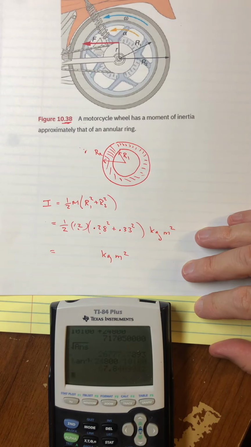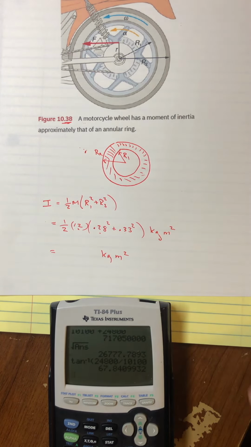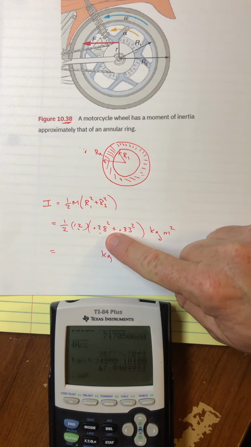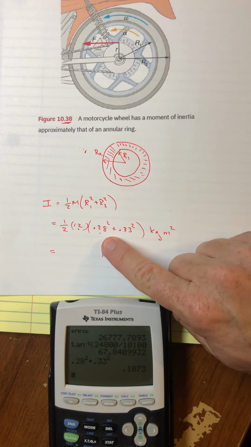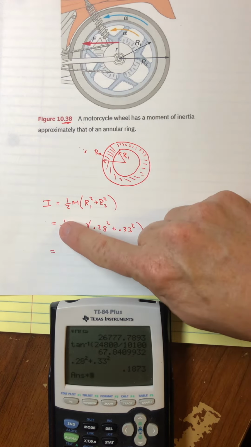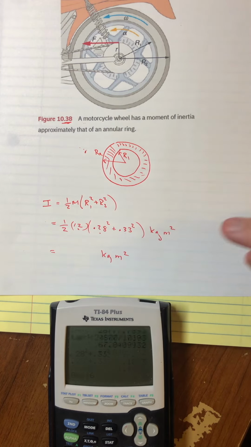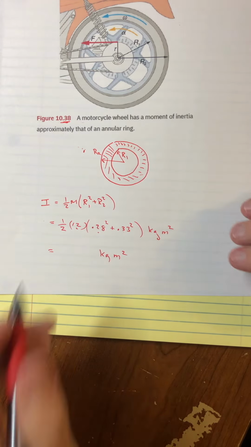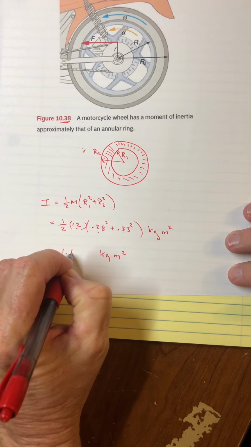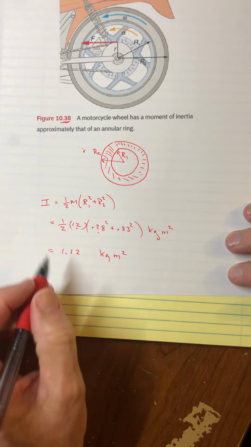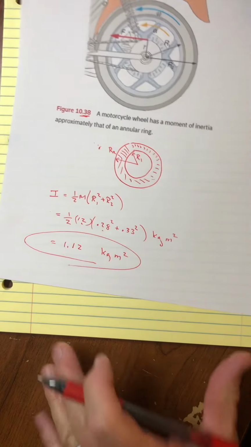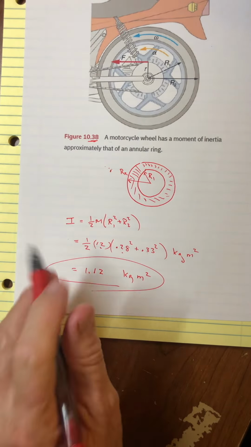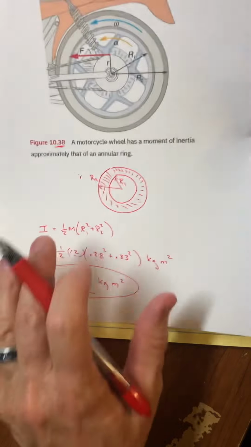And that's the perfect and appropriate units we want for the moment of inertia, or rotational inertia. So the rotational inertia here is, let's see, 0.28 squared plus 0.33 squared. All right, so that's this term. And then we can multiply that by, I'll just do half of 12, that's a 6, and see what I get. All right, so it looks like it's 1.12 kilograms times square meter for the moment of inertia. All right, let's not forget that.